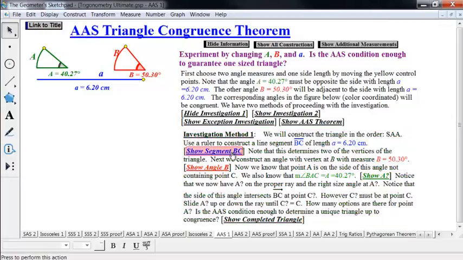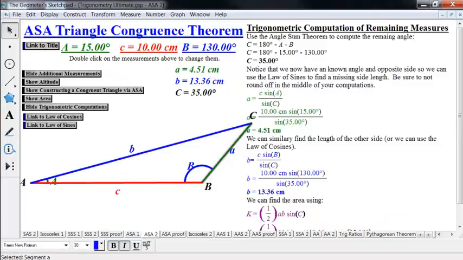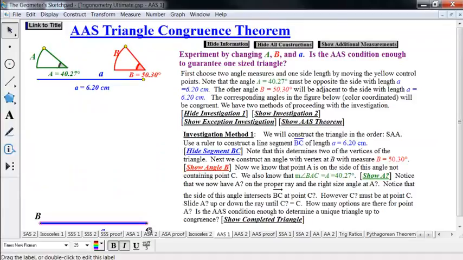So the first thing we're going to do is make a line segment. Actually, we're going to do it the SAA, we're going to do it backwards. So we're going to make the line segment BC first, and BC has the length of this a. See there?